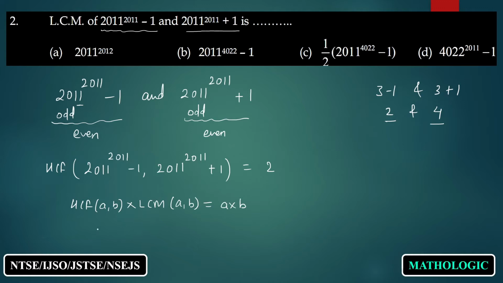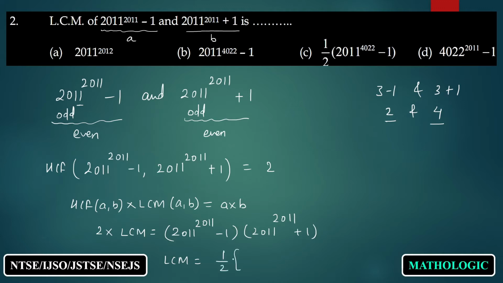As we know, the HCF is equal to 2, and the LCM is all we need to find. Say this number is A and this number is B. Now just put the values here. So this is 2011 to the power 2011 minus 1 times 2011 to the power 2011 plus 1. Now the LCM will be equal to, I am just transferring this 2 over here, so this will become 1 by 2 times. Now you can see this is a popular identity, which is A minus B and A plus B, so I can write A square minus B square.